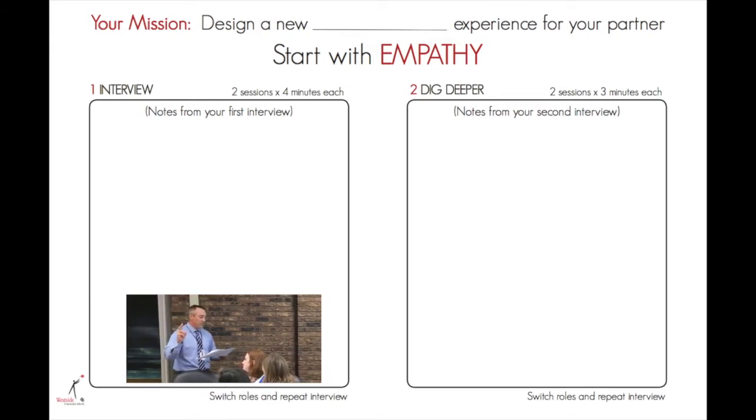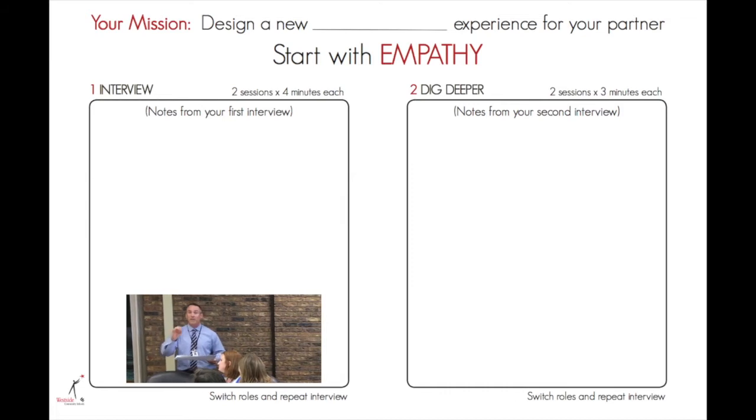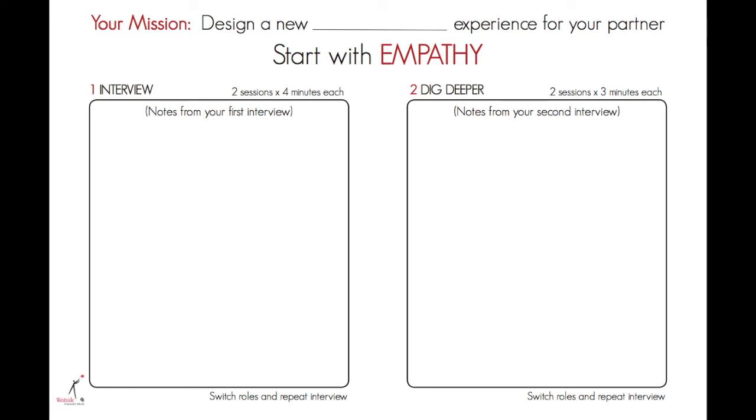So you have 2 sessions at 4 minutes each, and Greg's gonna help me with keeping time, and we're gonna have to be really tight on our time. So what you'll do is, Jay, you might share with Megan, here's the problem I have with giving gifts. I'm cheap, I don't like to go out and shop, or whatever it might be.